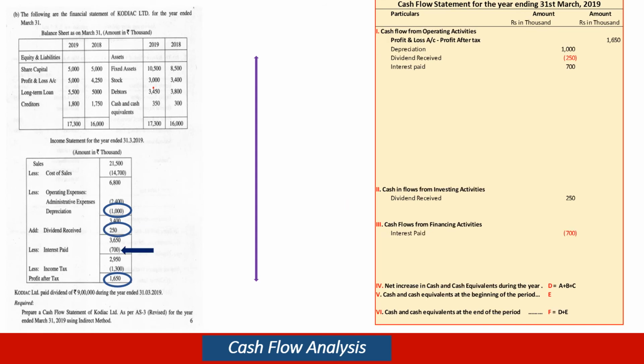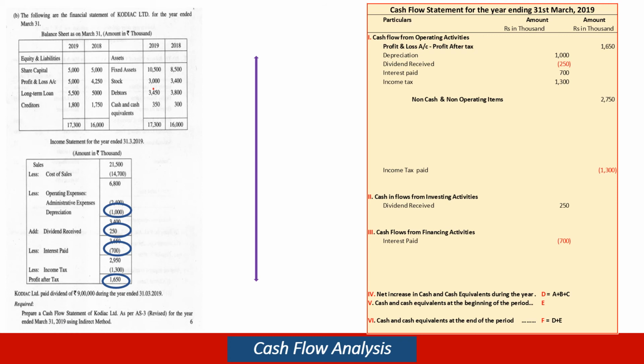Next comes interest. We have paid interest of 700. It is in the operations statement. We have deducted it. We will add it back. Then we will show it under financing, because interest paid is always on equity or debt. Therefore, it should come under financing, interest paid. We will deduct it here. We have covered the 4 items.